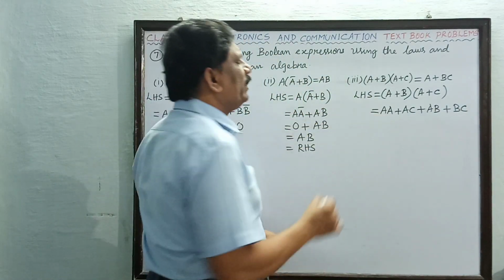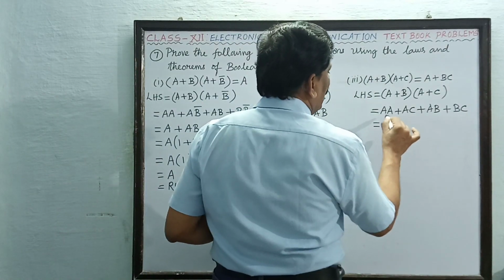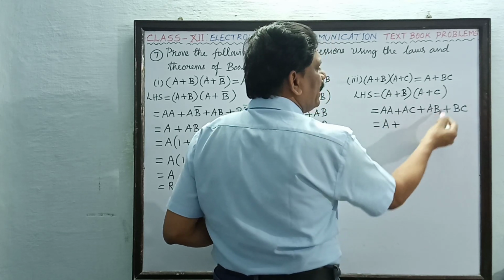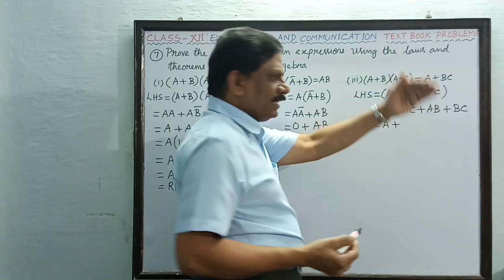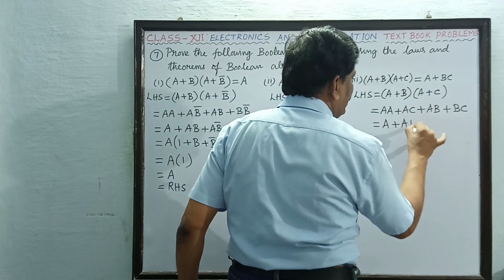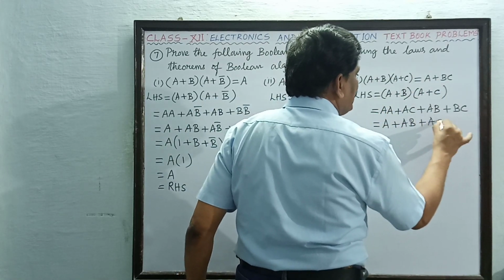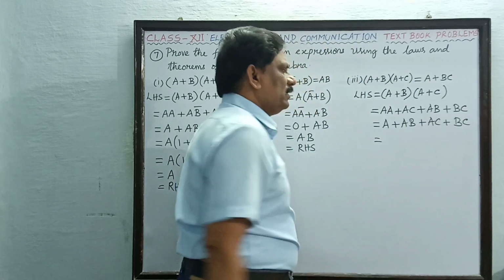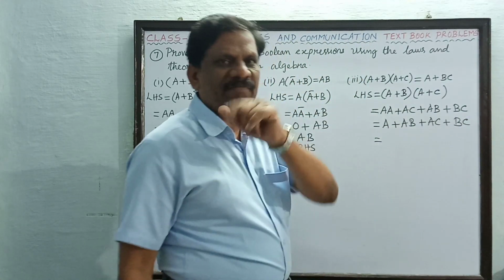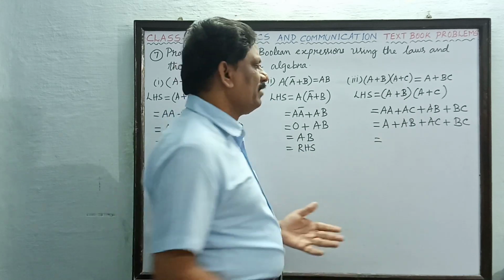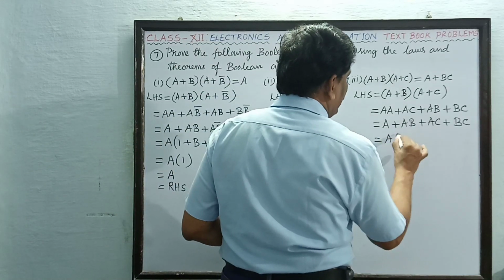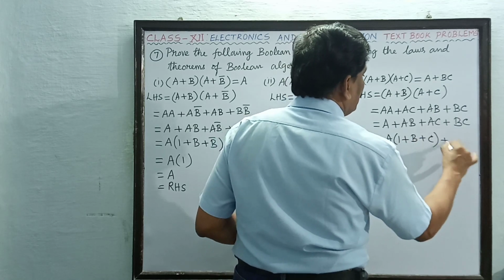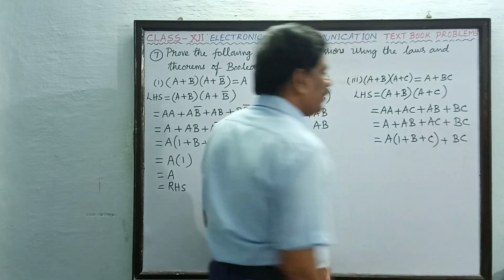Once again a into a is by the Boolean algebra equal to a. Then these AC and AB terms in the ascending order, if I write, first AB term, next AC term I can write, the last term is BC. Now in the first three terms, which is the common factor? A is the common factor. So this is A into (1 plus B plus C) plus BC.